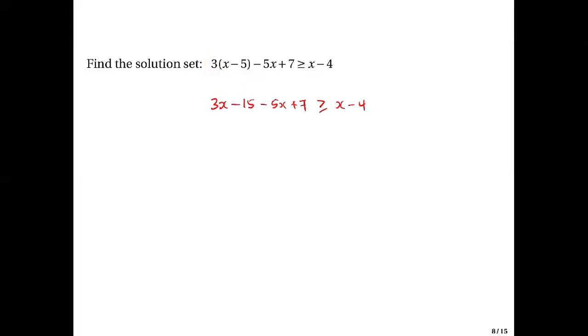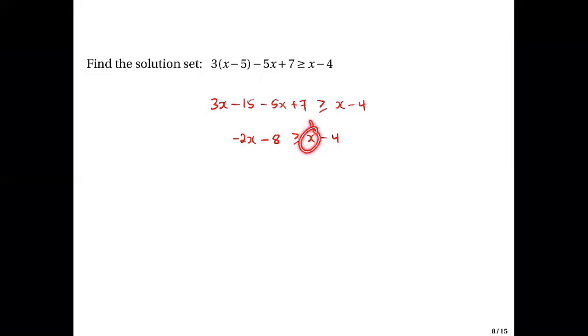And then we put the variable x, or all terms with variable x, on the left-hand side of your inequality. Then the constants on the other side of the inequality. Let us simplify first the left-hand side. This is just minus 2x, and then minus 8. So greater than or equal to x minus 4.